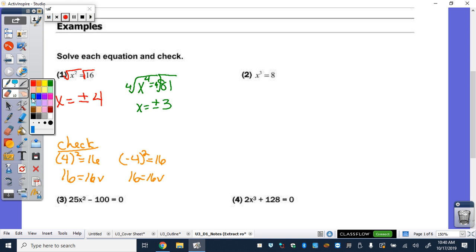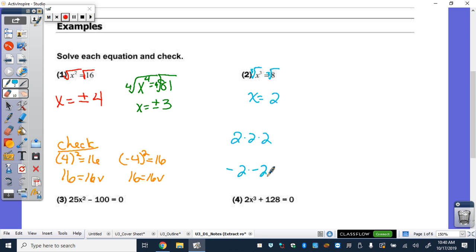Over here, though, for number 2, we've got an x to the 3rd, so what root do we want to take on each side? Yeah, take the cube root. So this one just ends up being positive 2. Because the only way to get an 8 would be 2 times 2 times 2. That gives you your positive 8. If I did negative 2 times negative 2 times negative 2, that ends up giving me negative 8. So that's why it doesn't happen with your odd roots. Your odd roots stay whatever sign it is. So this one was positive, so it stays as a positive 2.